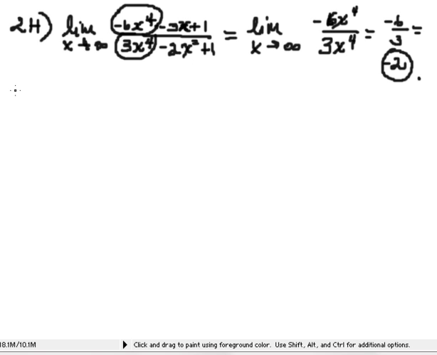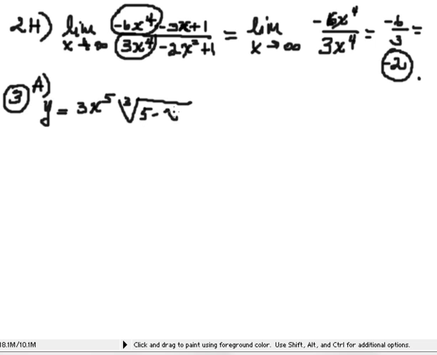Okay, let's continue with number 3. We're going to take some derivatives. Let's start with part A, actually. y equals 3x^5 times the cube root of (5 - x^2). So here we have a product. We're going to do the product rule. We can consider this to be f, and this is the other part, g.